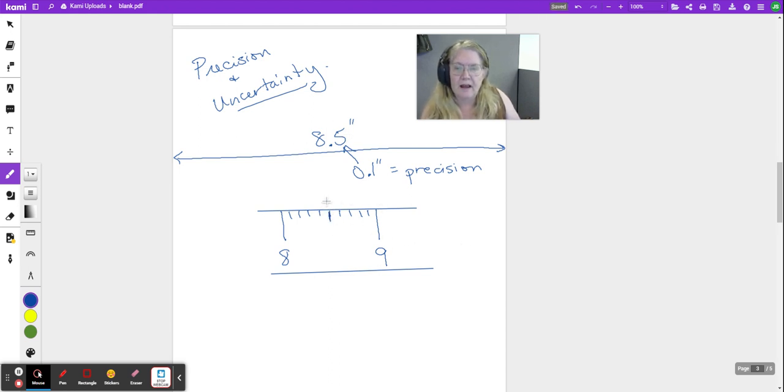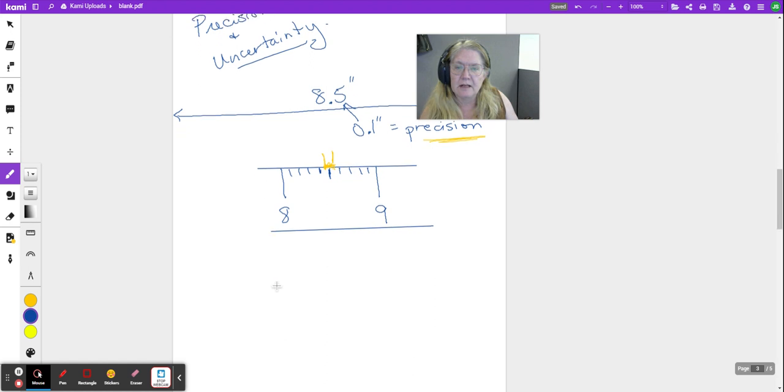Now, when I say 8.5 inches, the reality is I know it's somewhere, I'm going to change color so you can see what I mean, in this range when I measured. If it was a little bit on this side of 8.5 or a little bit on that side of 8.5, we would still say 8.5. Our precision controls how big that gap is where we are estimating, and we reflect that in our measurement by using something called uncertainty.